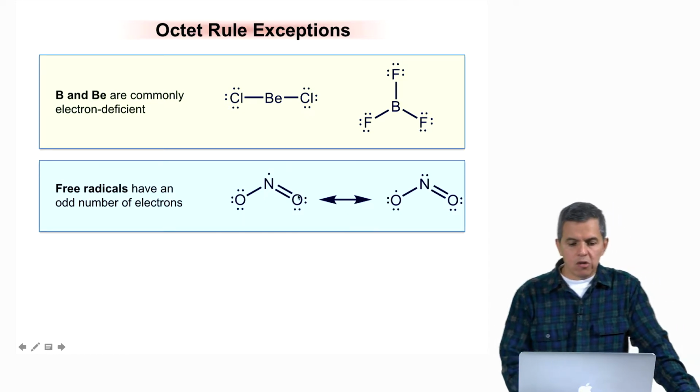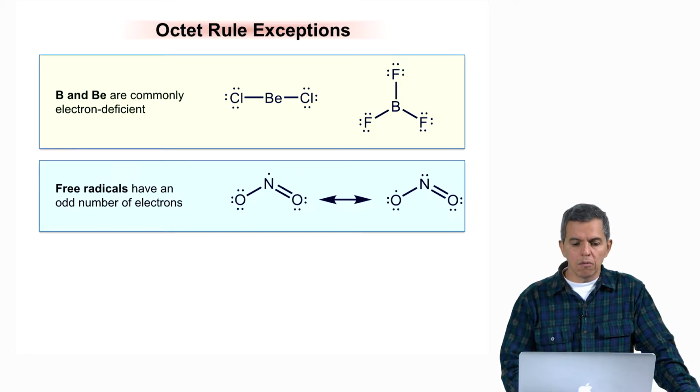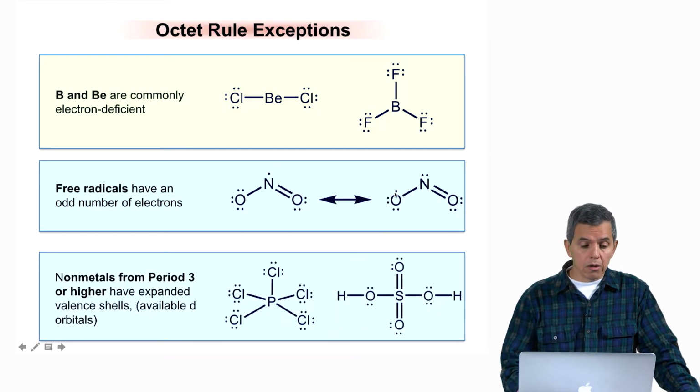And this one has a resonance structure in which the lone electron is localized in oxygen. In this situation, the oxygen does not meet the octet rule. We have 1 bond, and then we have 2 lone pairs, so that's 6 electrons, and 1 single electron, that's 7 electrons. The third type of exception to the octet rule is for nonmetals from period 3 or higher that have an expanded valence shell.